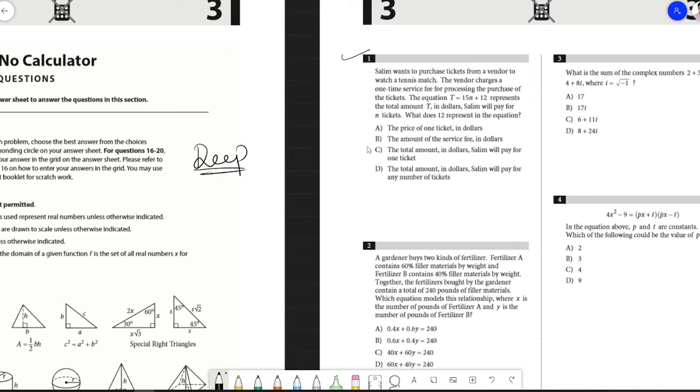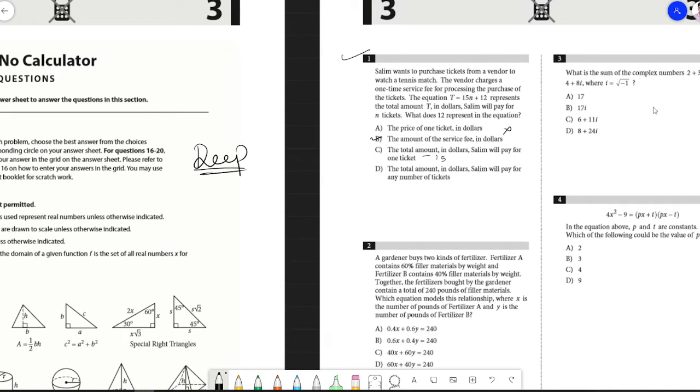Let's go through one by one option. The price of one ticket, no, because it is 15. Total amount of dollars Salim will pay for one ticket, no, that's t. That's also 15. The total amount in dollars Salim will pay for any number of tickets, no. So answer will be B.